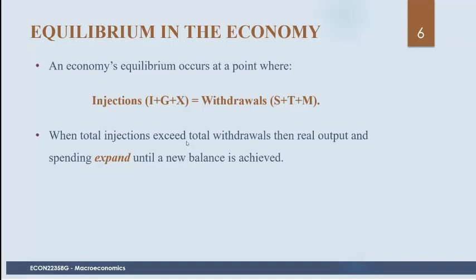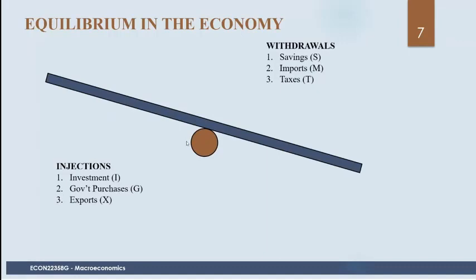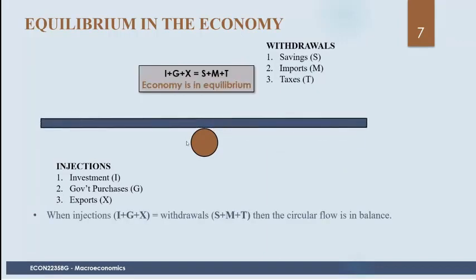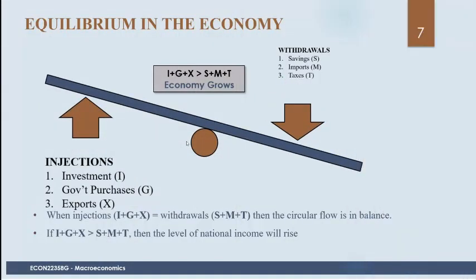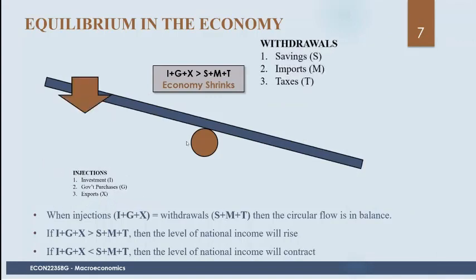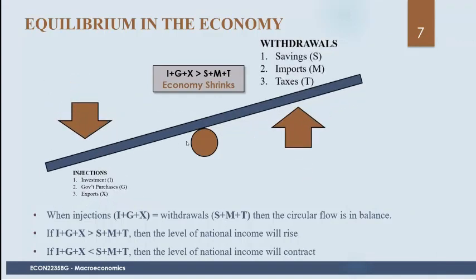So basically the withdrawals will increase as a result, and you'll end up getting to a new place where both will be equal. If total withdrawals exceed total injections, then the economy will be slowing down. So you can think of it like this. You have your withdrawals, you have your injections. The economy is only in equilibrium when the total withdrawals equal the total injections. And so then the circular flow is in balance. If injections are more, then the economy will be growing. If the withdrawals are more, then the economy will be shrinking.